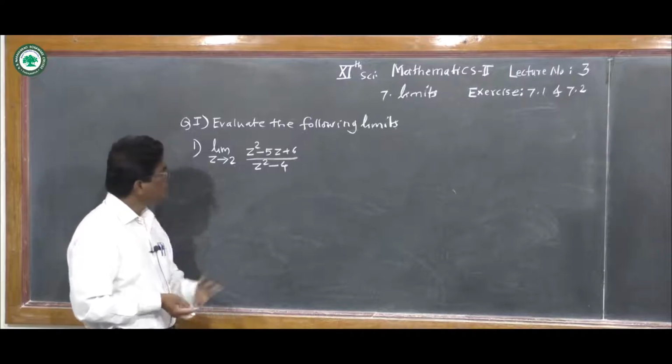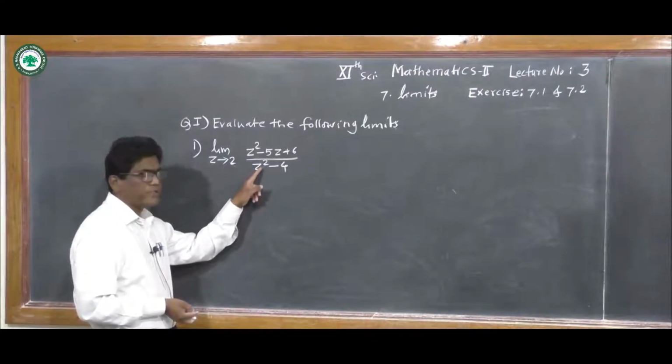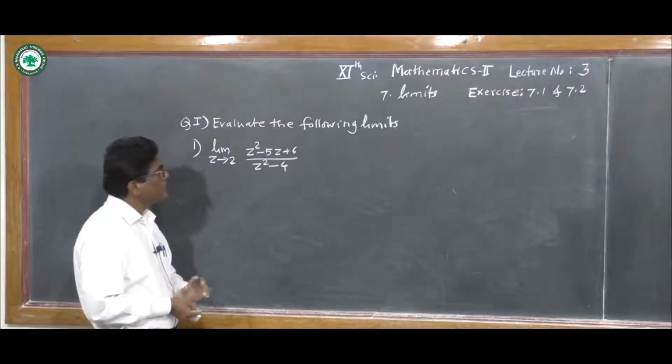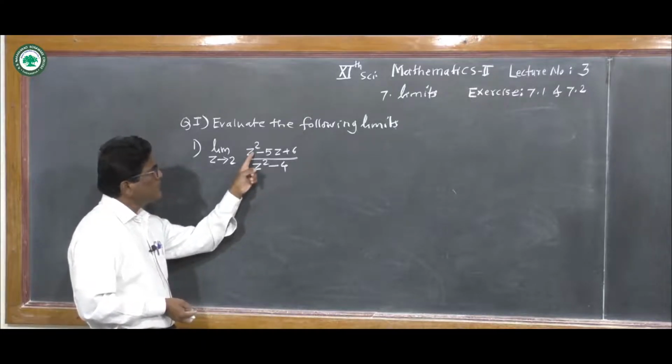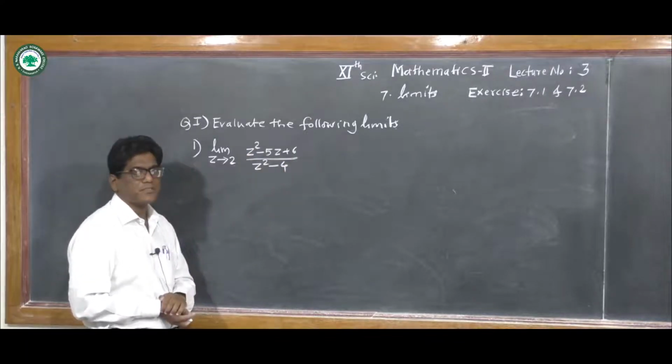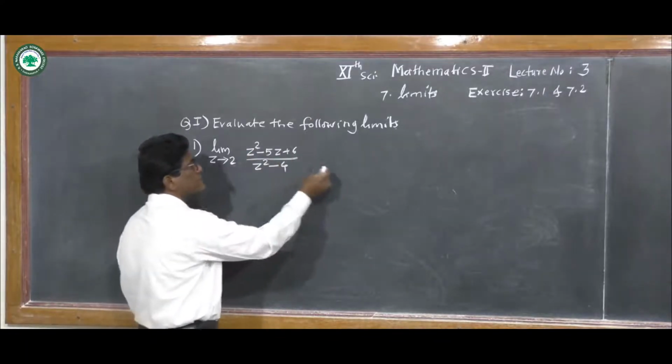Now here put z as 2, so 2 square, that is 4 minus 4, it is 0. So we have to solve this problem. Now here in the numerator quadratic expression, so we factor this quadratic expression. We factor this plus 6.